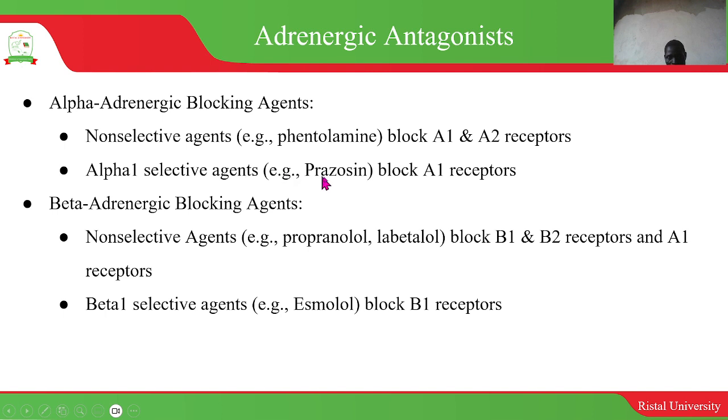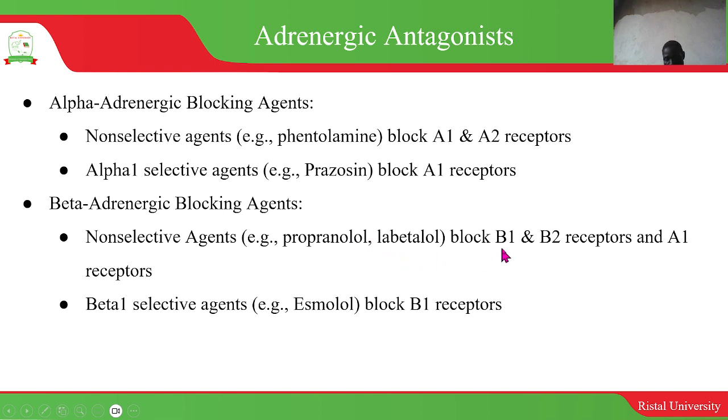While alpha 1 selective is the one called prazosin, and this one blocks alpha 1 receptors. The importance here is that if we need a drug that should only be intended for alpha 1 receptors, we can use prazosin instead of using phentolamine, because here we will have prevented an adverse reaction involving alpha 2 receptors.